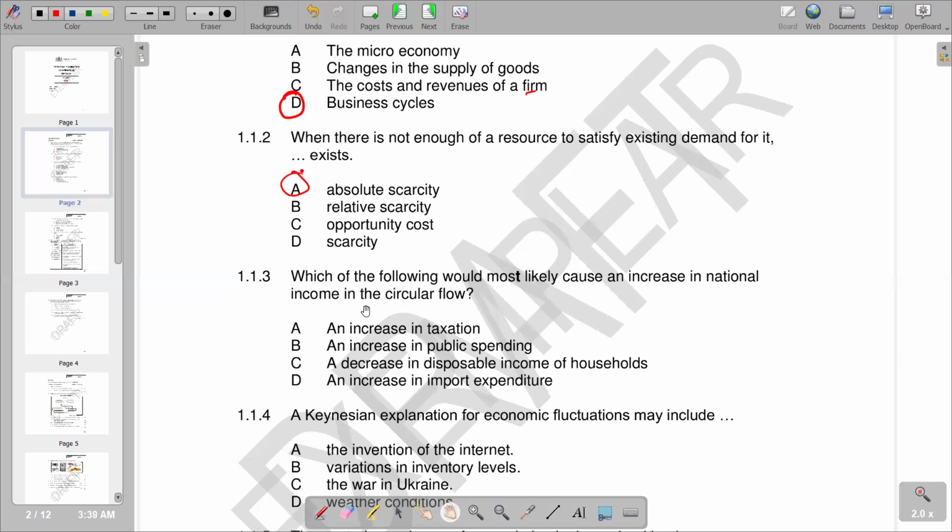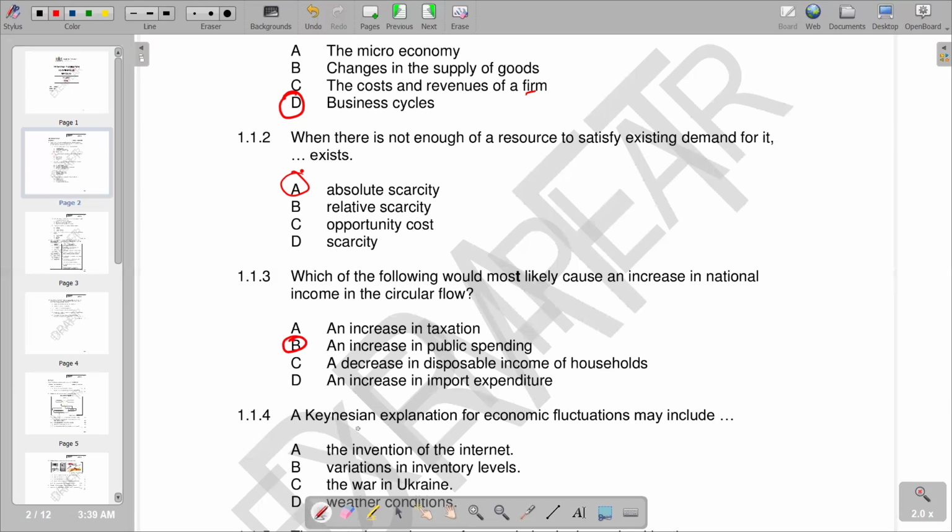An increase in import expenditure. When we are importing, it means we are taking the income from the local circular flow, and it's going out of the country. So it's out. So we are left with an increase in public spending. So our correct answer is B.